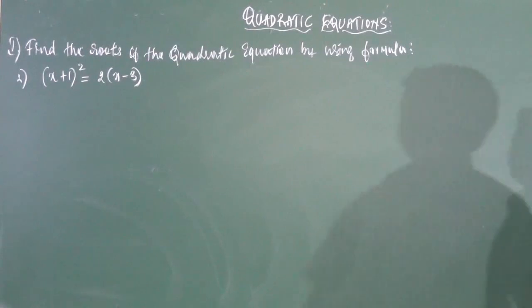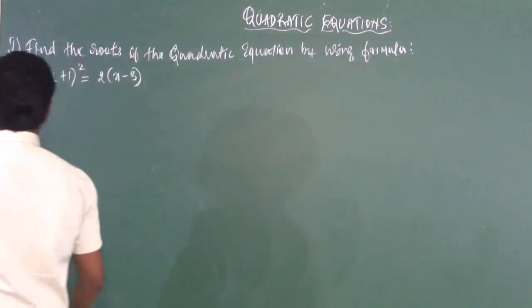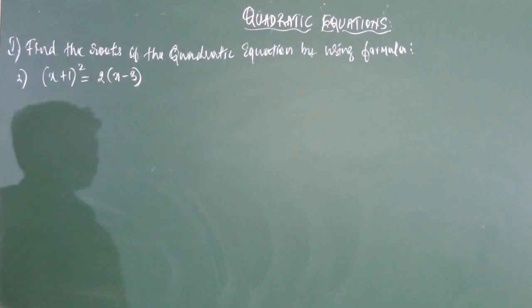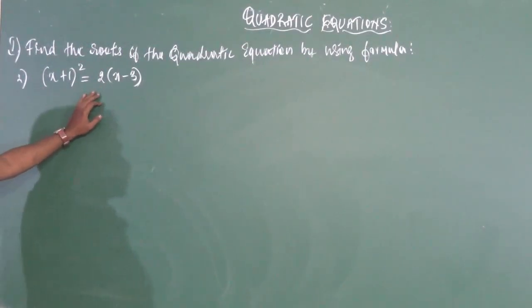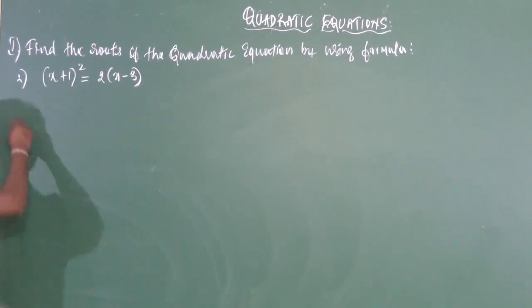Okay, let us get into the second problem. (x plus 1) whole square is equal to 2 into (x minus 3). Actually, this is an equation. We do not know whether it gives us a quadratic equation or not. So we will come to know regarding that when we simplify this equation and reduce it to the simplest form. Right. So let us get into this.